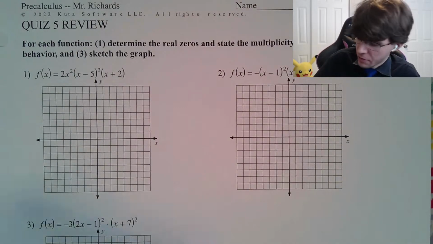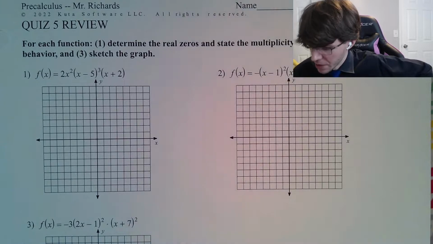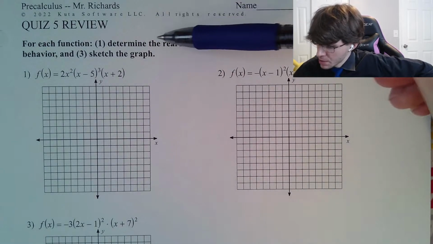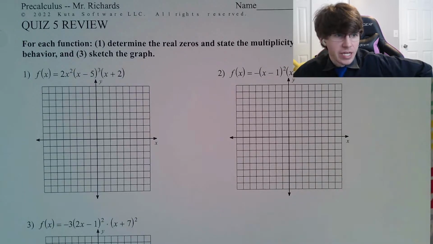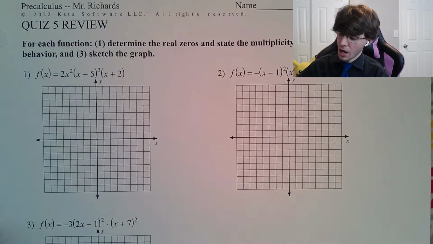We have our quiz 5 review here. Let's hop right into it. For each function, determine the real zeros and state the multiplicity, describe the end behavior, and sketch the graph. Here we hop into it.